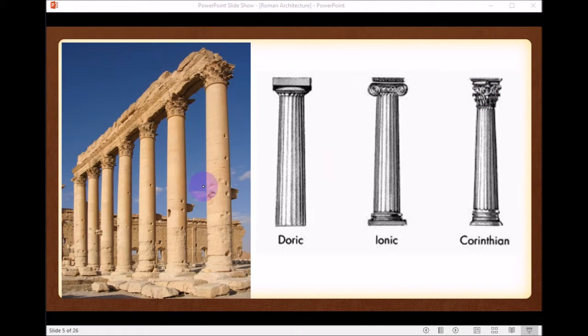Now look to the picture over here on the left. What type would you say this was? Doric, Ionic, or Corinthian?